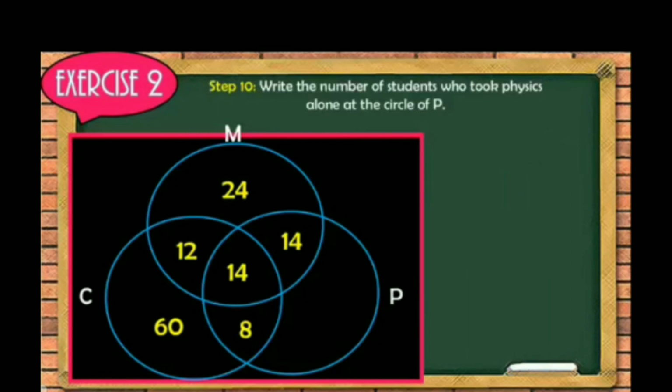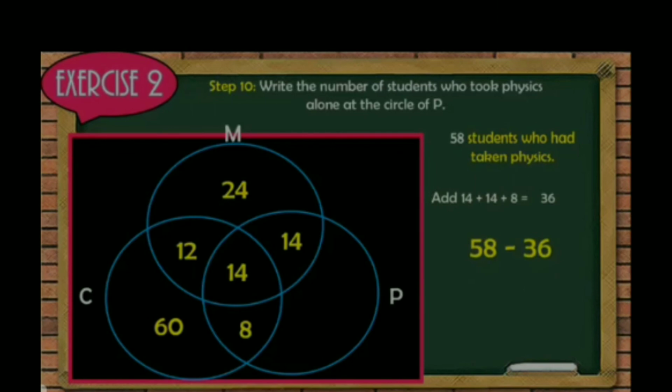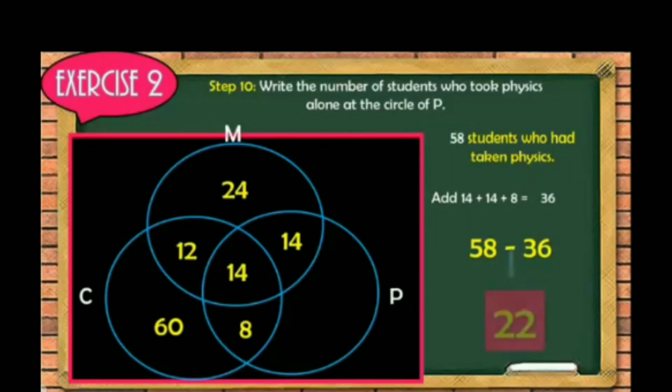Step number 10. Write the number of students who took physics alone at the circle of P. There are 58 students who had taken physics. You add 14 plus 14 plus 8, and that is 36. Now, 58 minus 36 is 22. So there are 22 students who took physics alone, and you write 22 at the circle of P.